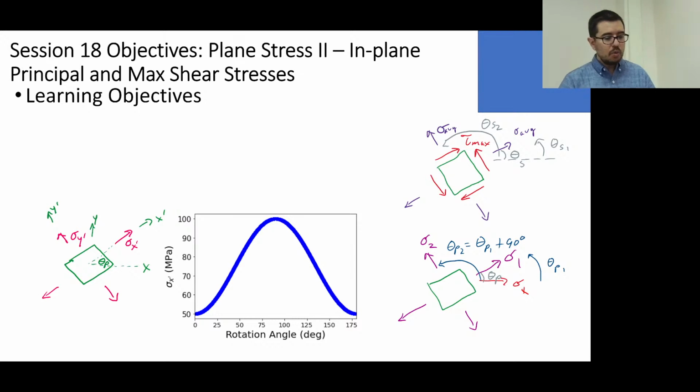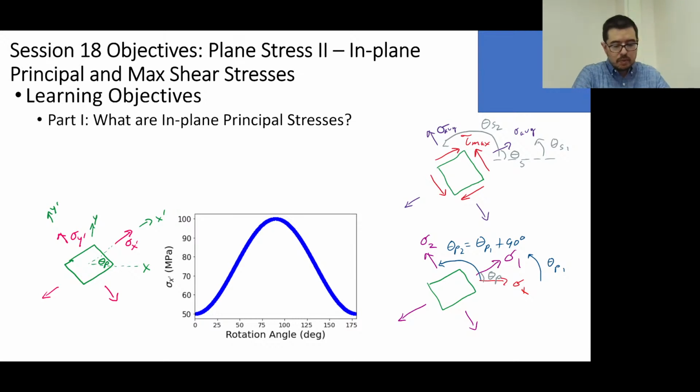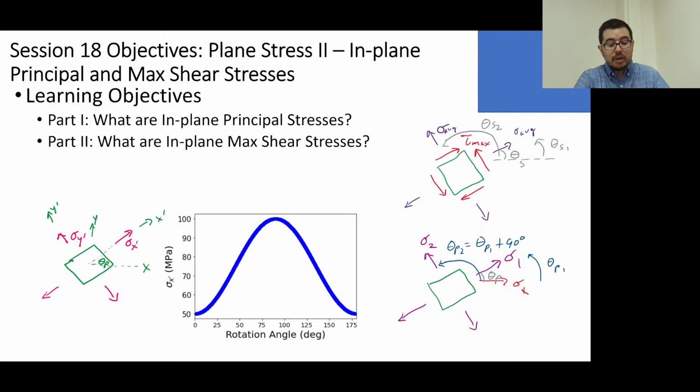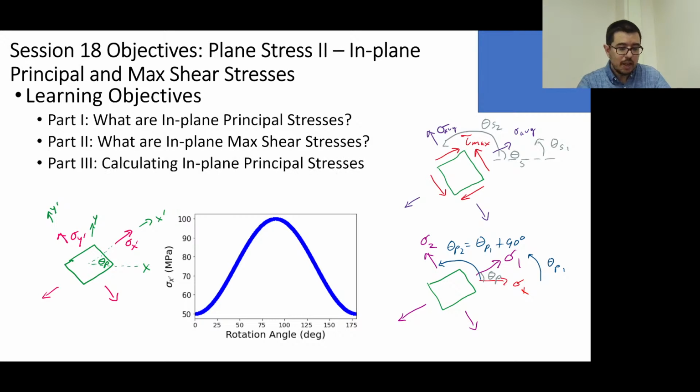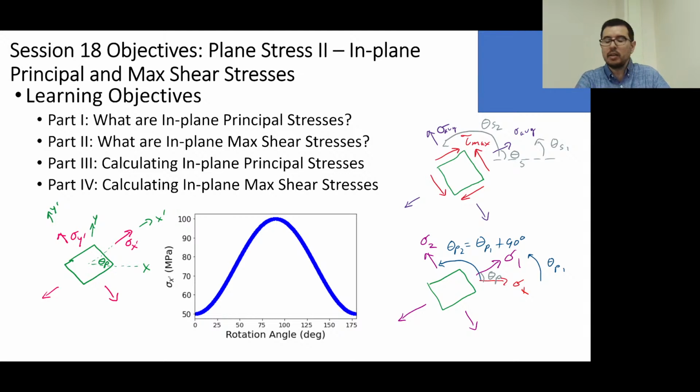So, what are we trying to learn? We're going to learn what in-plane principal stresses are. We're going to learn what in-plane max shear stresses are. And we're going to calculate in-plane principal stresses while also being able to calculate in-plane max shear stresses. And the approaches outlined here are kind of numerical, in that you plot in Colab and then you pick points to figure out the answers.